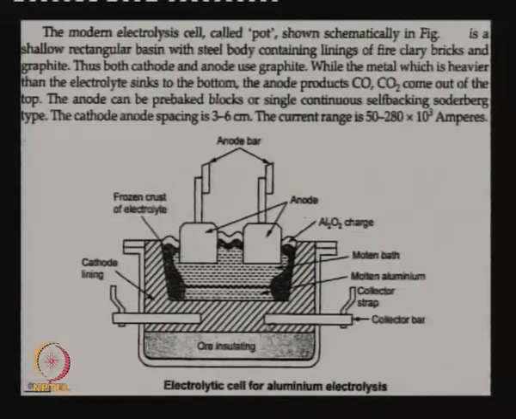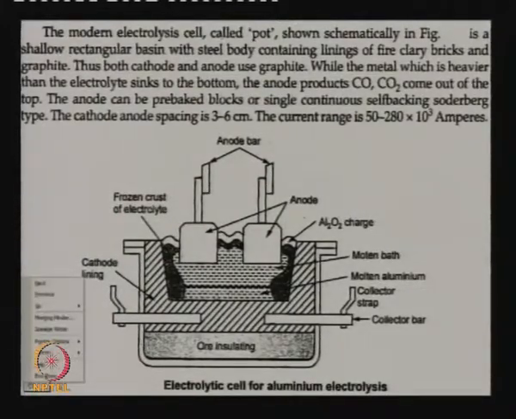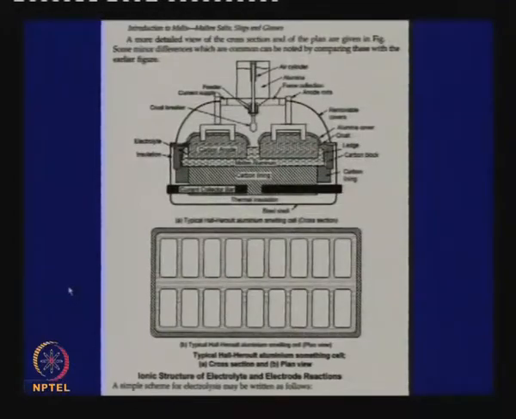Here is another design of electrolytic cell, which I have shown in connection with some discussions. The cathode anode spacing, this spacing is very critical, 3 to 6 centimeter. The current range is critical. All these are very critical parameters. In reality, we have many cells in series.